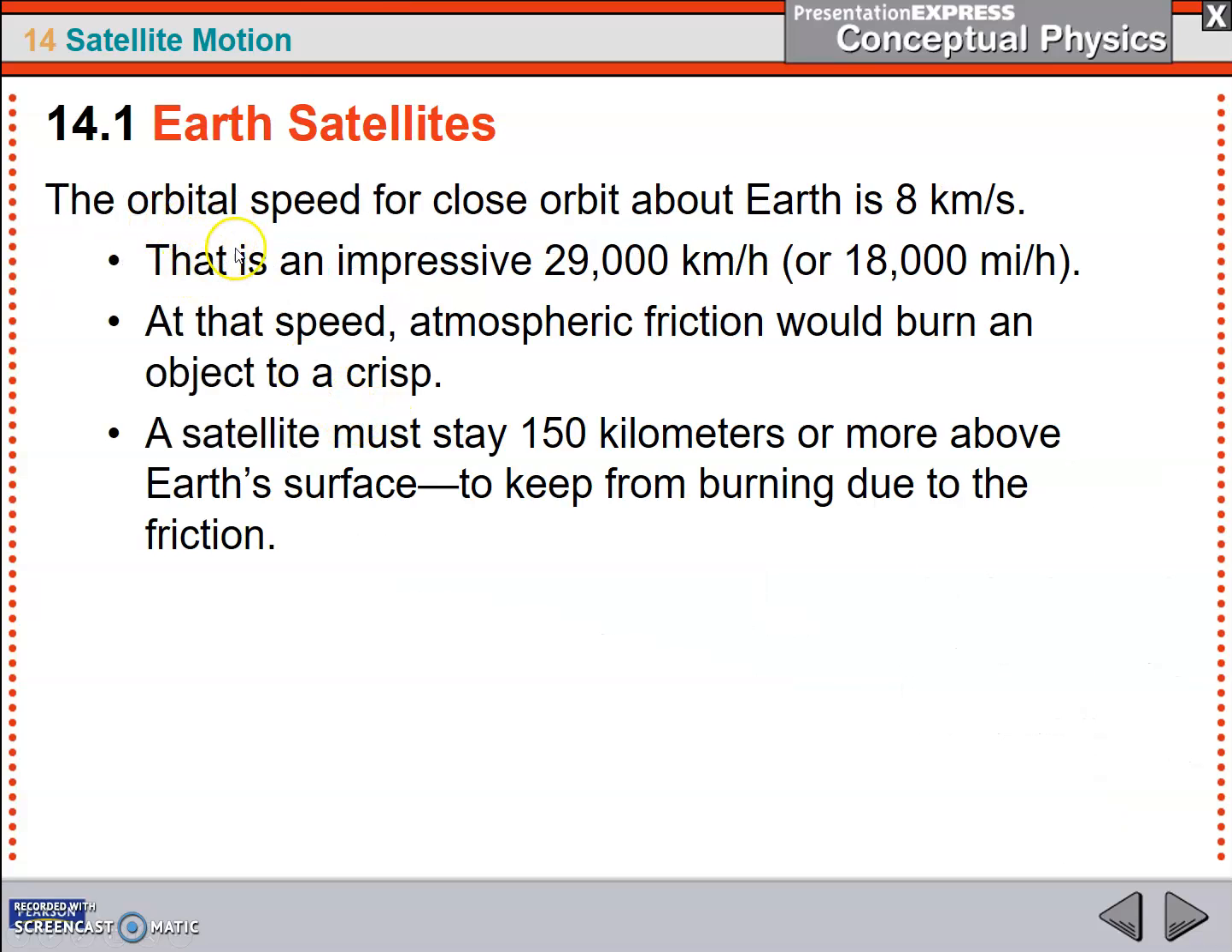So the orbital speed for close orbit about Earth is 8 kilometers per second. That is 29,000 kilometers per hour. And if you move that over into miles per hour, it is 18,000 miles per hour. So a jet that's flying way up high at a really fast speed is going 500 miles an hour. That's a fast jet. That's the big airliners.